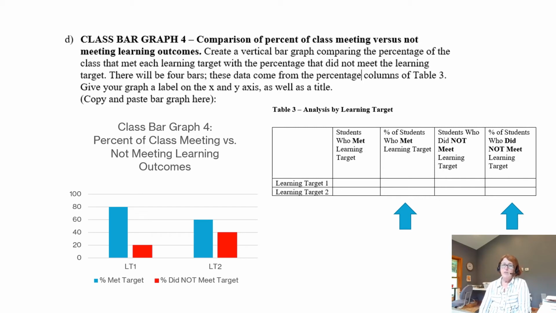If this were the actual data, we'd say, hey, students are doing pretty well with learning target 1. Look at that blue bar. 80% met the target. So if you had said in your learning target 80%, then you would be feeling pretty good about that. But learning target 2, only 60% met and 40% did not meet. So you'd have to do a little work on learning target 2.